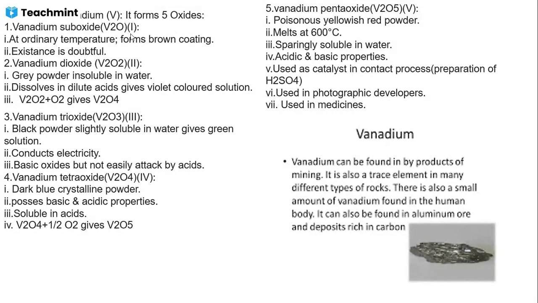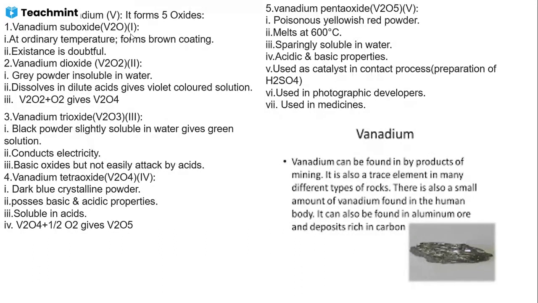In that, the first one, the suboxide, forms a brown coating at ordinary temperature. Its existence is doubtful. Then V2O2, in the +2 state, is a grey powder, insoluble in water, which dissolves in dilute acid to give a violet colored solution. V2O2 plus O2 also gives V2O4. Then vanadium trioxide is a black powder, slightly soluble in water, giving a green solution. It conducts electricity and is a basic oxide but not easily attacked by acid.